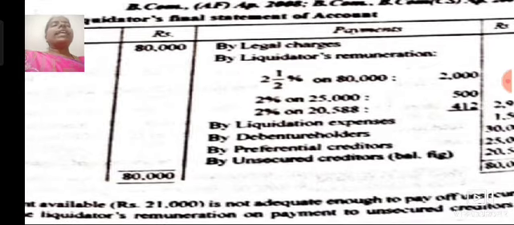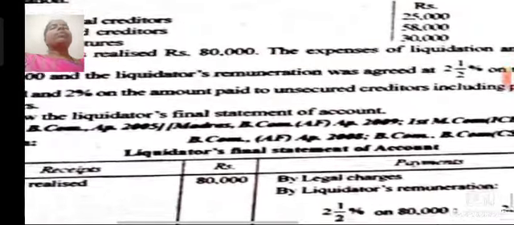On the credit side, we will be entering the payments: first, legal charges. Second, liquidator's remuneration on assets realized, and then for preferential creditors, finally unsecured creditors. And next come liquidation expenses, debenture holders, preferential creditors, and finally unsecured creditors. Here, the final amount available for the unsecured creditors should be compared with the question.